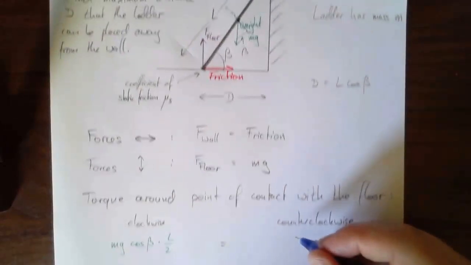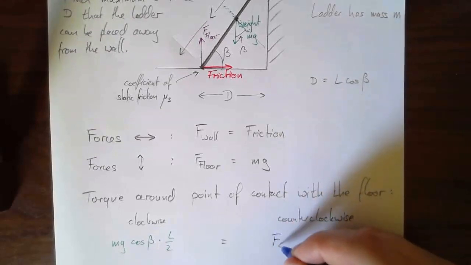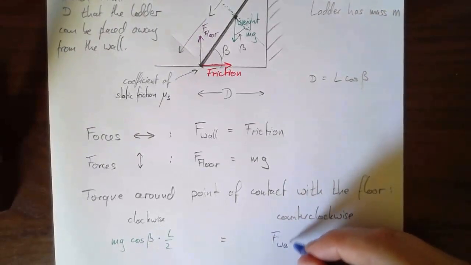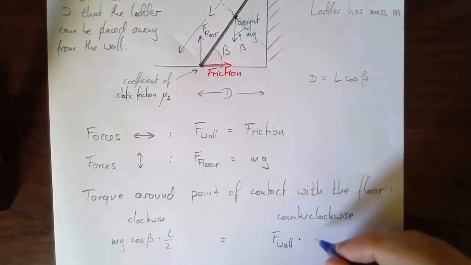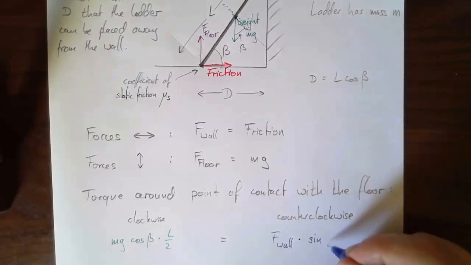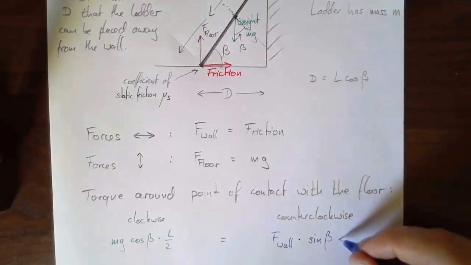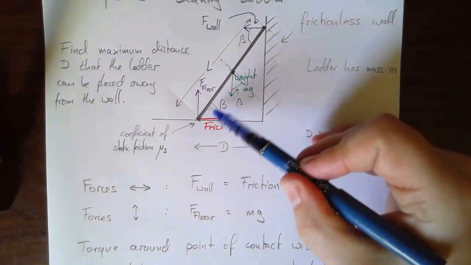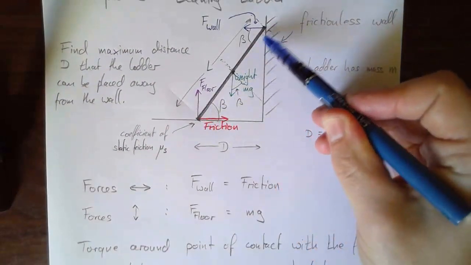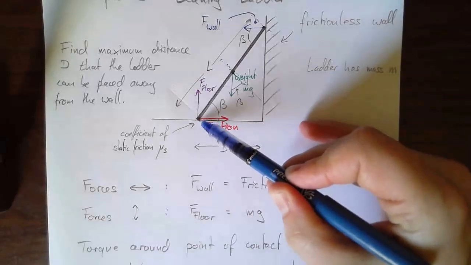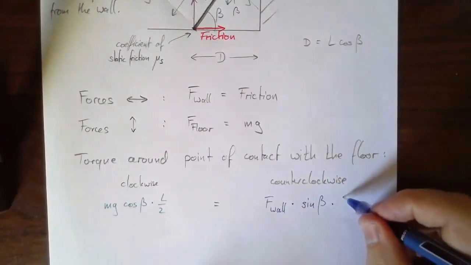It's going to be F wall times the sine of beta times, where is it acting? Oh, it's a distance L, like the whole length of the ladder away from that point down here. So times L.